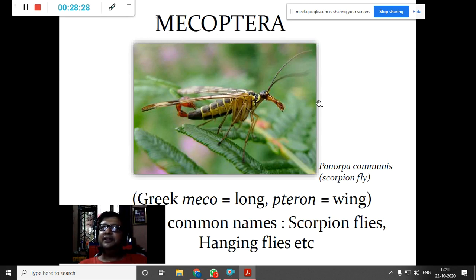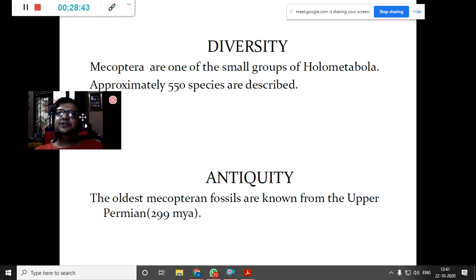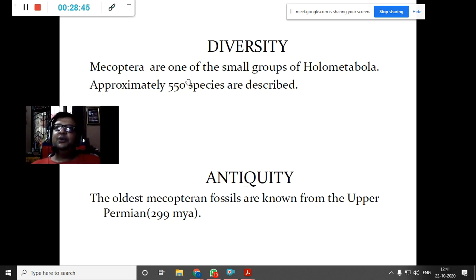Order Mecoptera. Scorpion fly. This is not a Diptera. They are known as hanging flies. Long wings. Meko means long. So they are one of the small groups of holometabolous insects. Approximately 550 species described. Oldest ones found in the Permian, 299 million years ago.